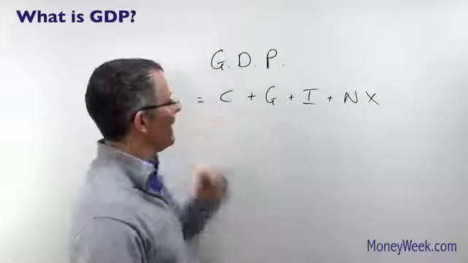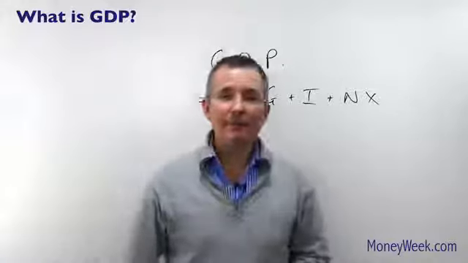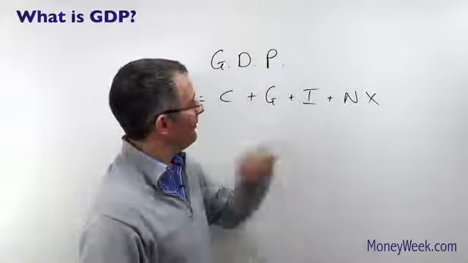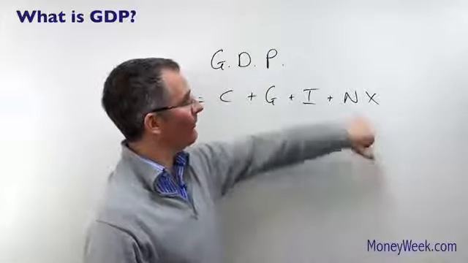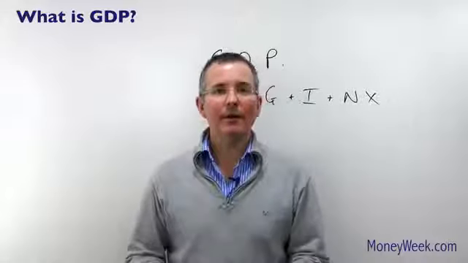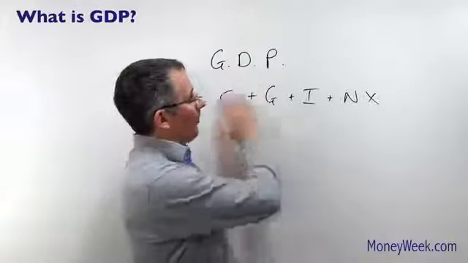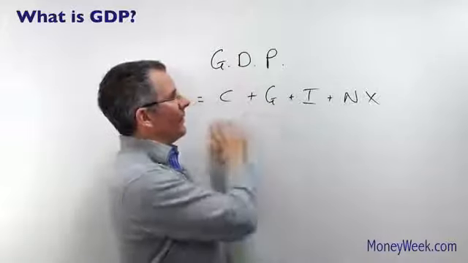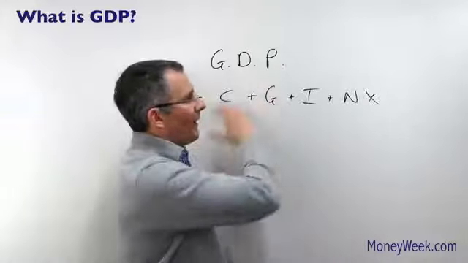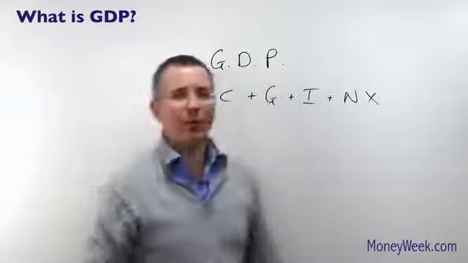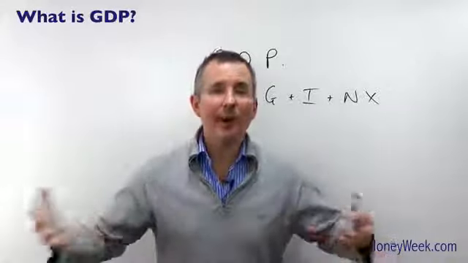So C is consumer spending, roughly speaking. G is government spending. I is business spending. And NX is net exports, or the gap between UK exports and imports. And one view of GDP, quite a common one, says if you can get all that data together on consumer spending, government spending, business spending, and net exports, add it all up, you get an idea of what GDP might be, in US dollars, if you're doing it for the US, for example.